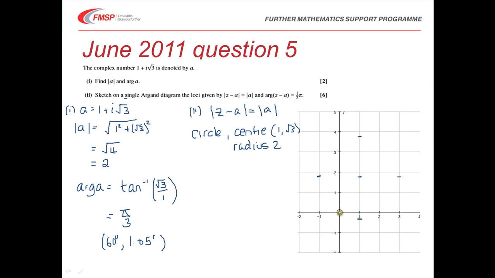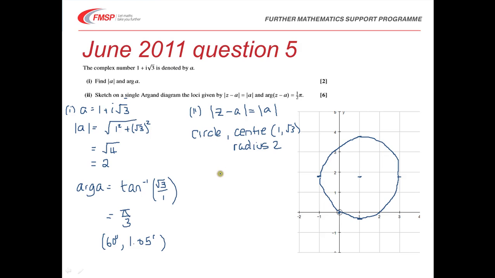Probably the very important thing is just to realise that, of course, because our modulus is 2, our circle is going to go through the origin. So just joining those points up, so we have a circle. Now it's not beautiful, but it has got all the important points. And so that's what you need to be able to do as well.